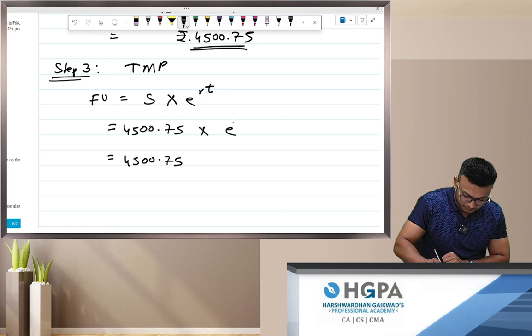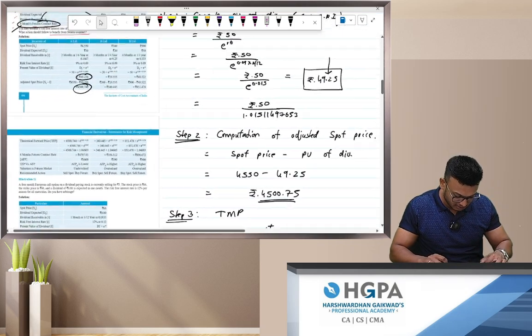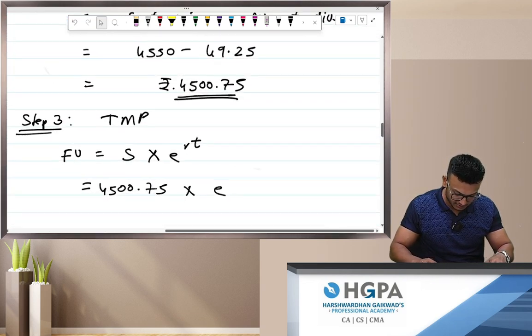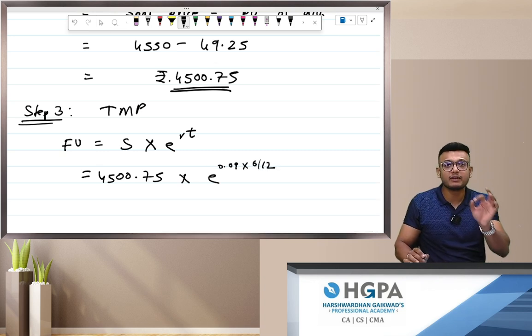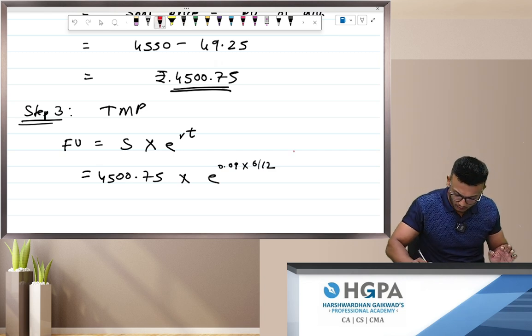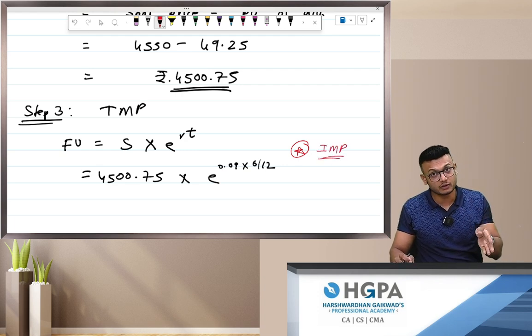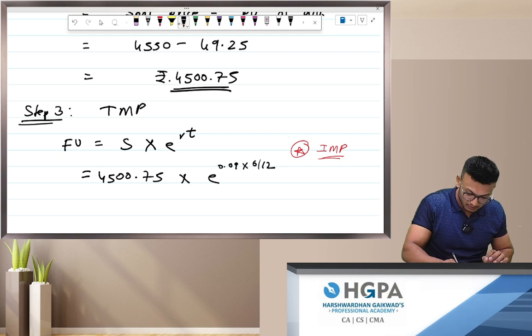4500.75 into... sorry, I've already written it over here. This is how much percent? 9%. So 0.09 into 6 upon 12. Very, very important step. I'll mark it over here. Why important? Not the computation part, forget that, that's easy, you know it. The main point is about the months, 2 and 6.